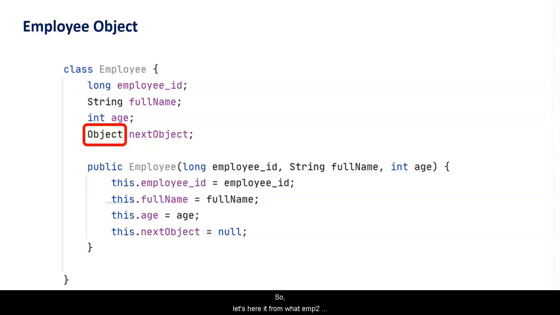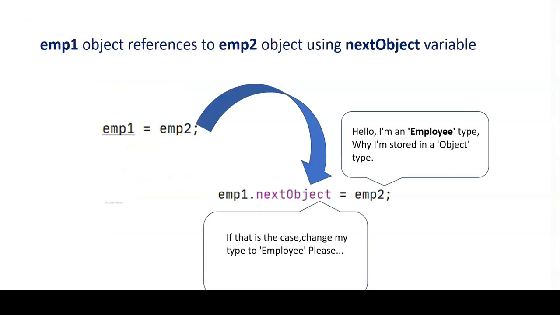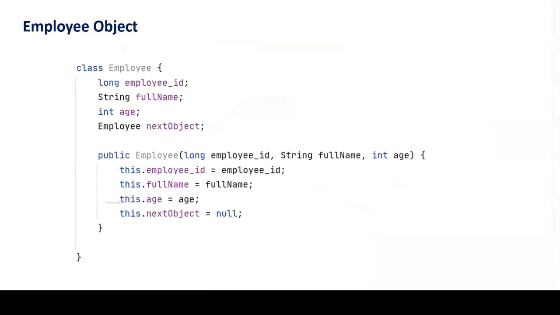So let's hear from what the emp2 object has to say on this particular matter. emp2 says, "Hello, I am an Employee type. Why am I being stored in an Object type?" Well, emp2 is right. nextObject says, "If that is the case, change my type to Employee please." This makes sense since we already know the type of data that has to be assigned to the nextObject variable. Let's change the type then. As you can see here, the type is changed.